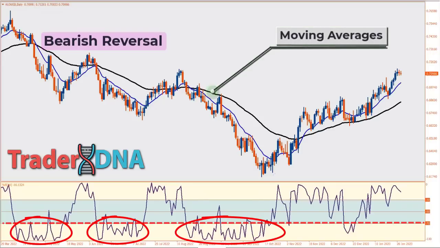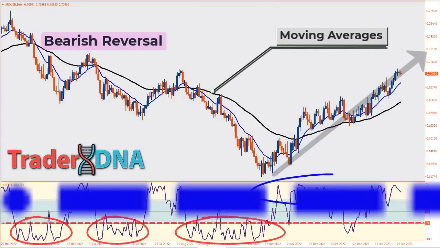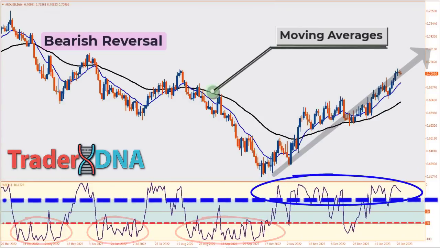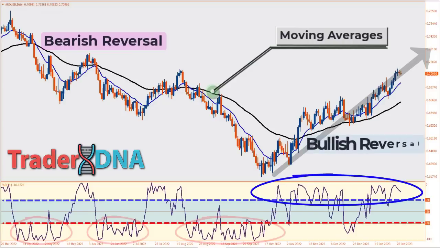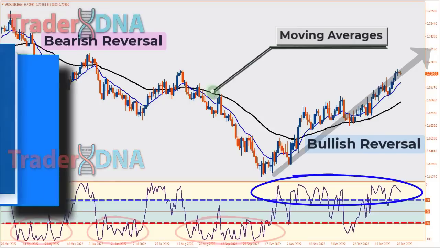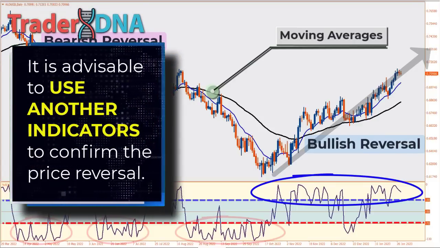In a strong bullish trend or strong uptrend, the value of the Williams percent range may rise to above minus 30. In such a situation, this could be an indication that the price may start to reverse. If the price continues to rise and the value of the percent R does not go back to below minus 30, then it is an indication of a bullish reversal. Again, it is advisable to use another indicator to confirm the price reversal.